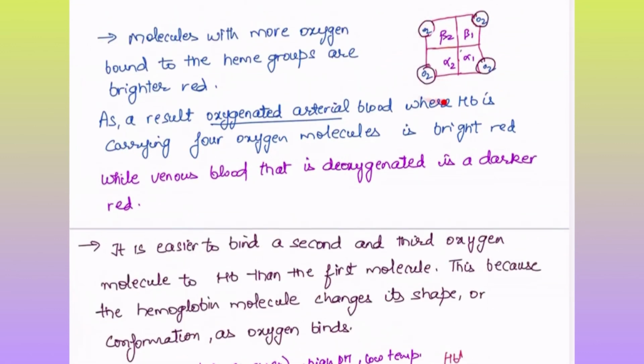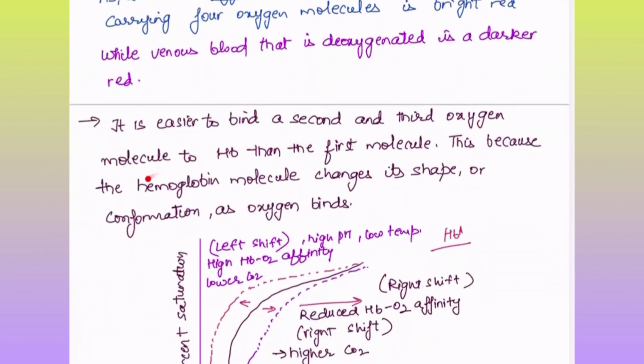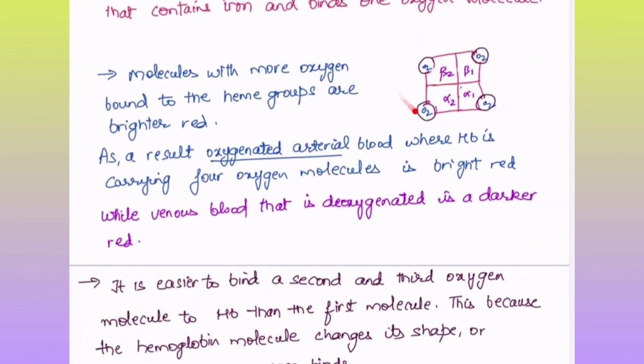These are the 4 subunits of hemoglobin: alpha 1, alpha 2, beta 1, beta 2. It is easier to bind a second and third oxygen molecule to hemoglobin than the first molecule. This is because the hemoglobin molecule changes its shape or conformation as the oxygen binds. These subunits stay in a tense state. As soon as oxygen binds to the first subunit, binding of oxygen to one subunit changes the affinity of oxygen for the rest of the subunits, and these subunits change from tense state to relaxed state. And thus, the active sites become more available for oxygen to bind. This is called cooperativity.